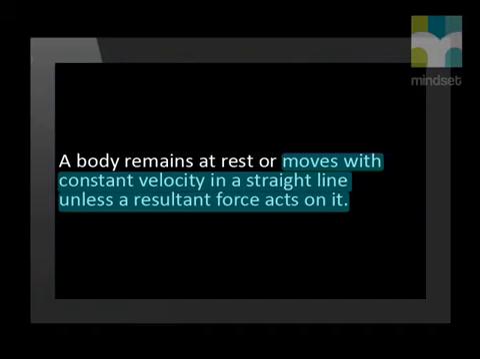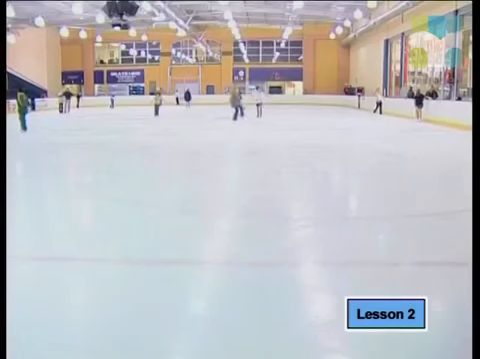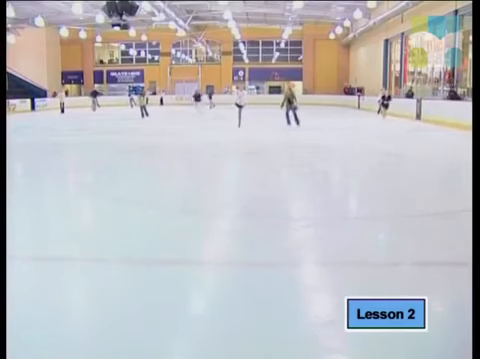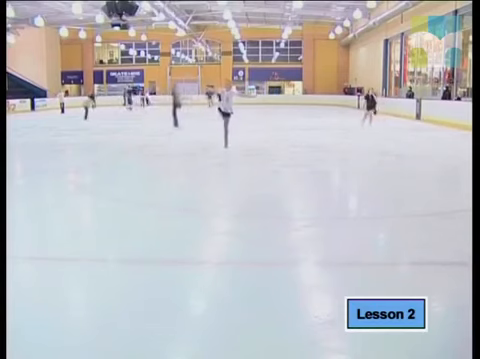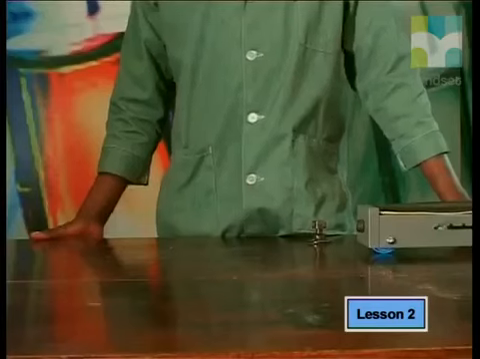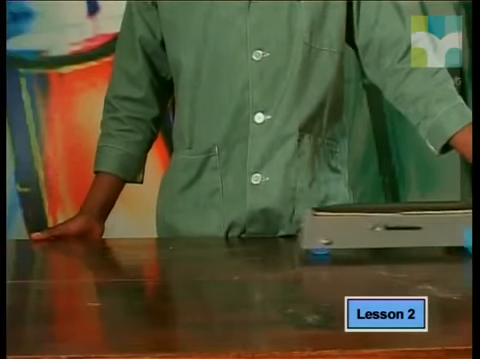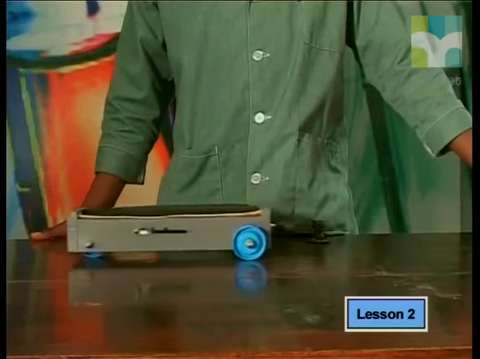But what about the second condition? The law states that a body continues to move at constant velocity in a straight line until a resultant force acts on it. This may not be as obvious. Have a look at these examples. This ice skater skating on ice continues to move at constant velocity in a straight line, but this car slows down quite quickly. Can you predict in which one of these situations there is no resultant force acting on the body?